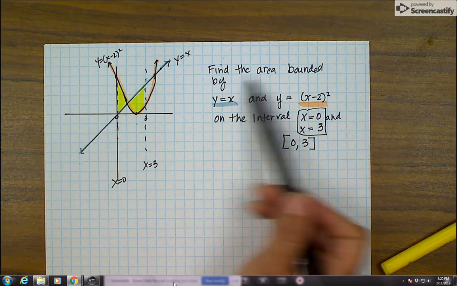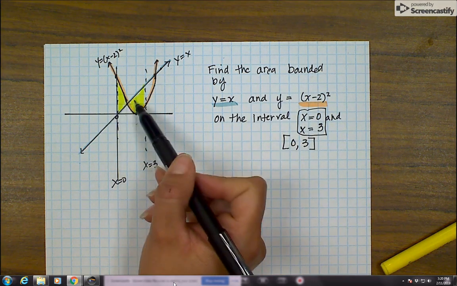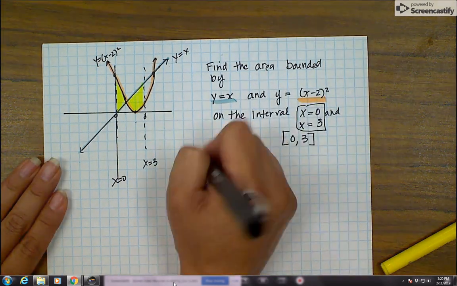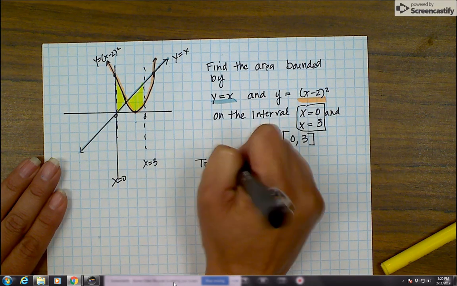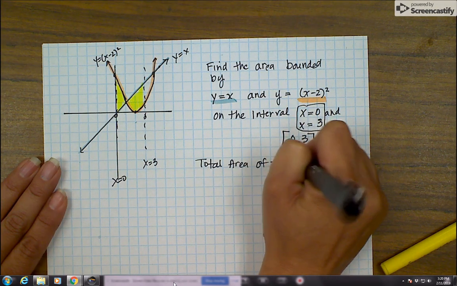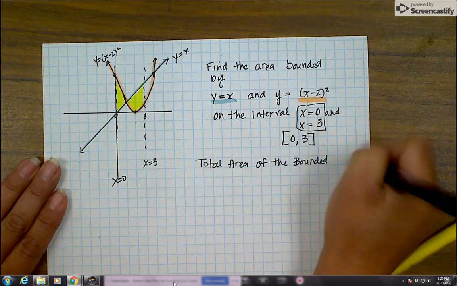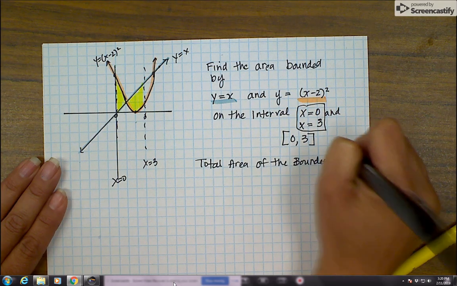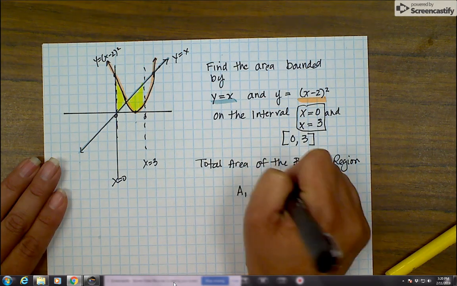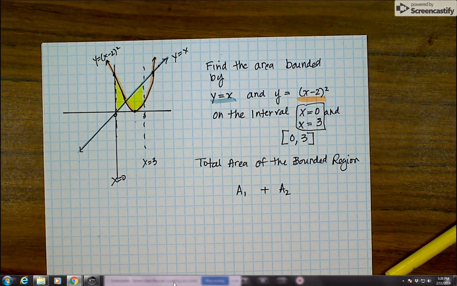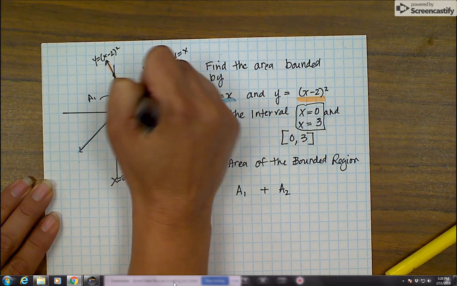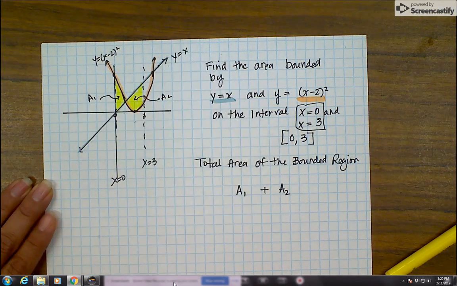But actually, when we're finding the bounded area, we're going to take both of these and add them together. So the total area of the bounded region will be A1 plus A2. Area 1 plus area 2. I'm going to call this right here area 1, and I'm going to call this right here area 2.